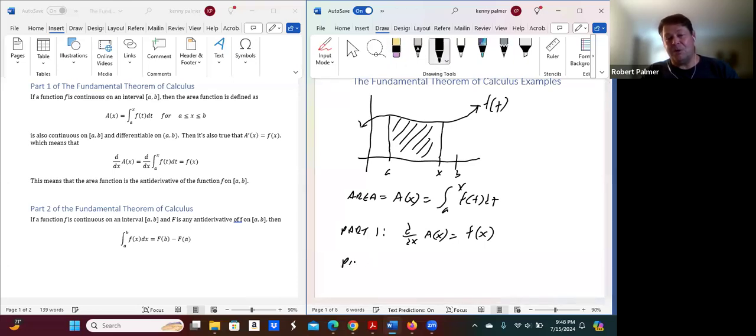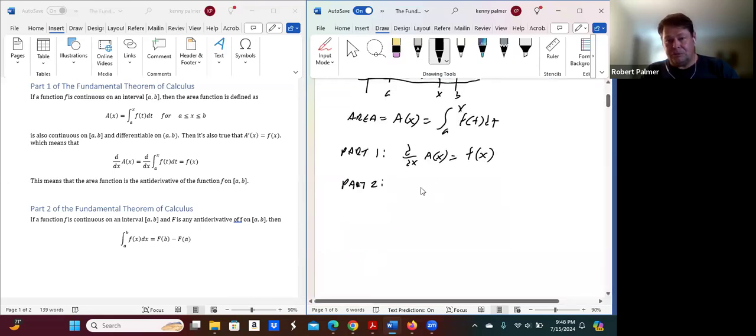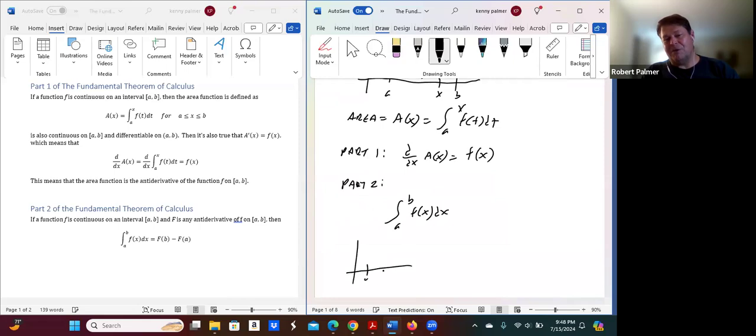So part two says this. If we have an integral from a to b of a function f of x dx. All right, and let's just do a little picture of that. So this is very much like the first picture. So this time we're going all the way from a to b. We're not stopping at x. A to b, this area here, okay.